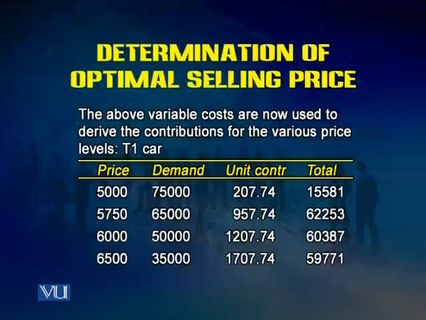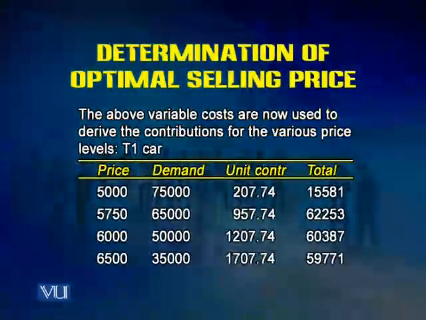Once the unit contribution has been calculated by deducting the variable cost from the price, you can get to the total contribution. And as we can see for T1, the maximum contribution is at the price of 5750, which is 62,253. In the same way, you can do the working for T2 and T3, calculate the contribution per unit, and then calculate the total contribution. And from there, you can see the price at which contribution is maximum, and that will be the optimal selling price for that car.